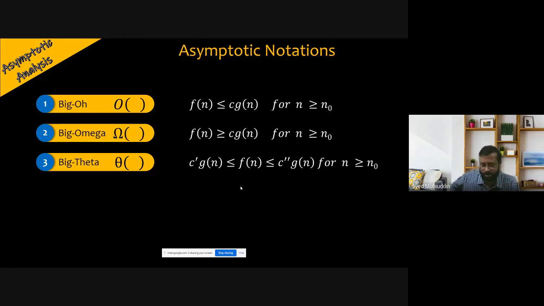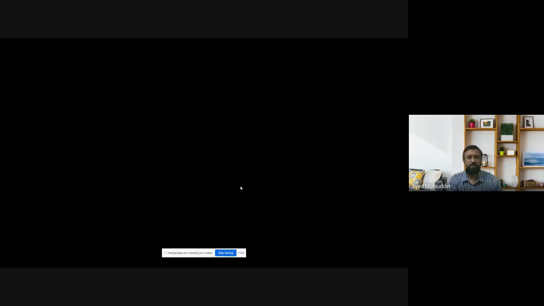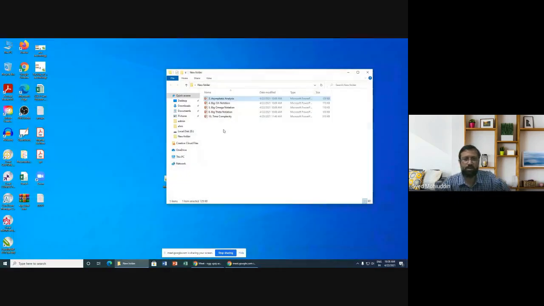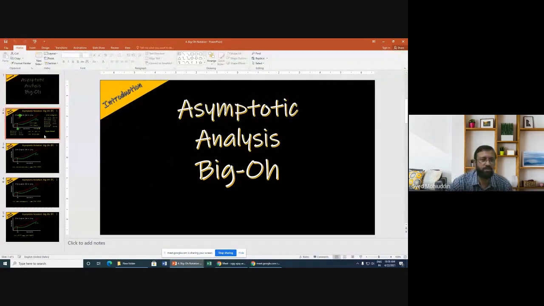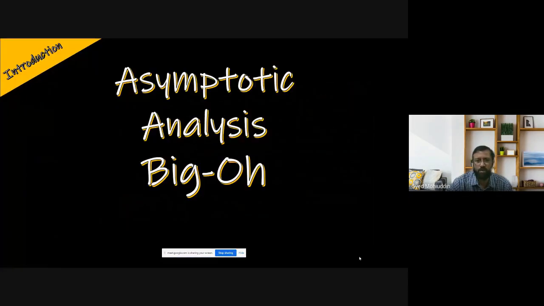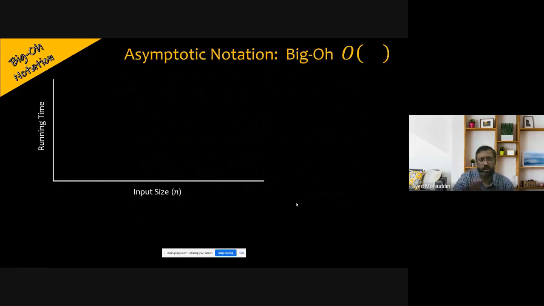Now let us go into depth and see what these notations are and how they work. We will take up first the big O notation. This is the asymptotic notation we call big O. Now let us plot a function. On the x-axis we have the input, that is n, and on the y-axis we have the running time.